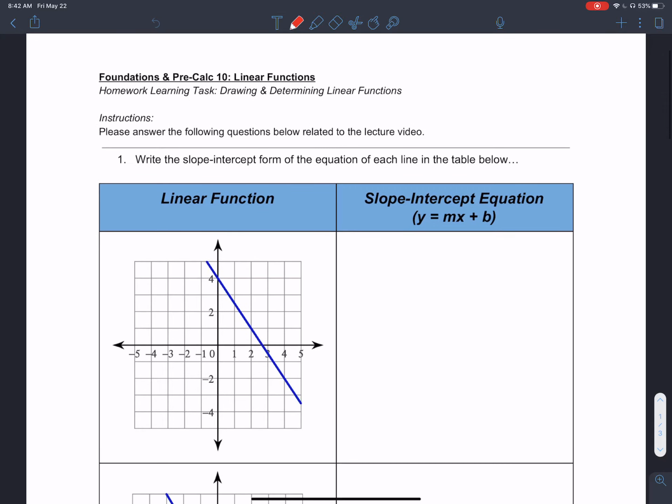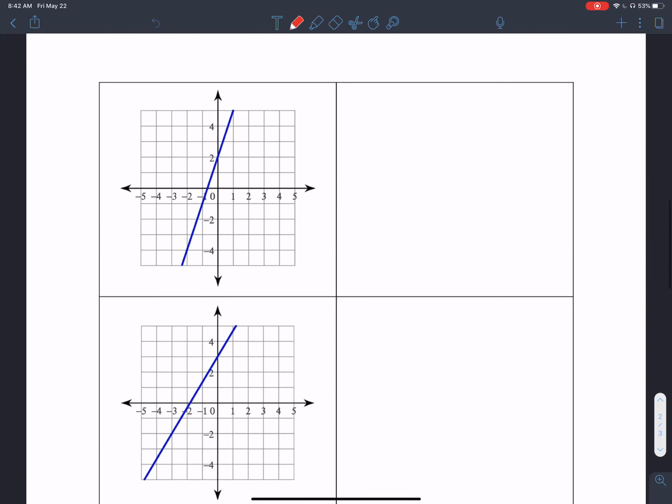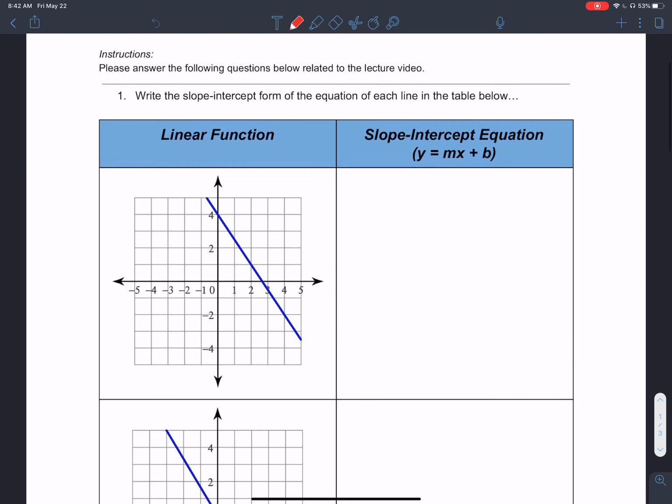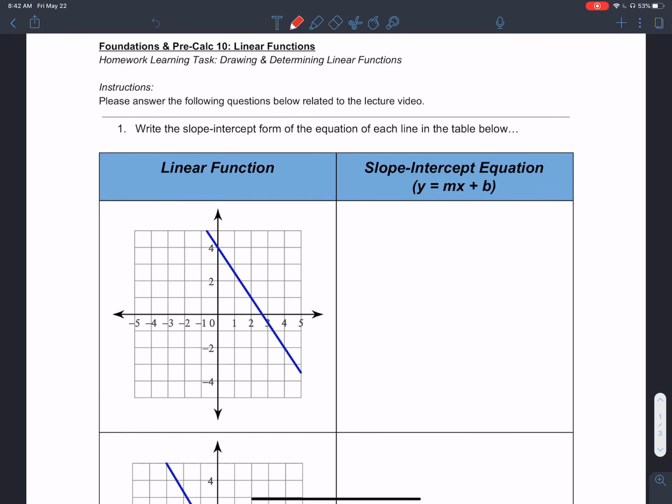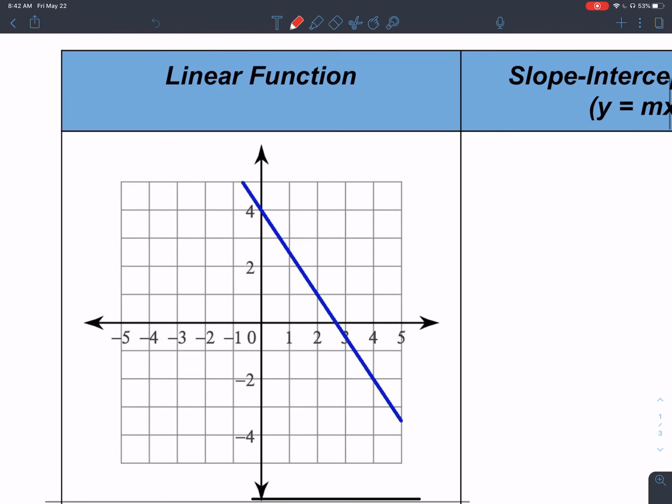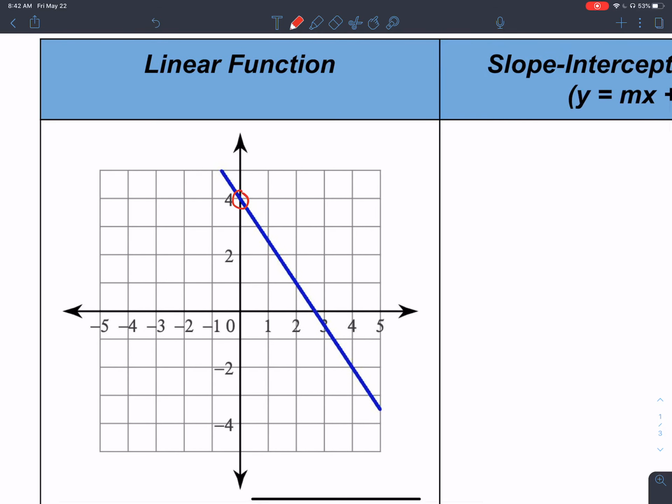All right, so for the first 5 questions here, we're told to write the slope-intercept equation or the slope-intercept form of the following lines if we are looking at them in a graphical form. So again, we're going to look for always 2 nice points on our line, and I'm going to choose this point here. Let me say that this is (0, 4), and we'll choose this point here. You see that this point is (2, 1).